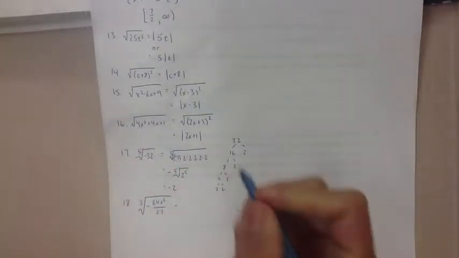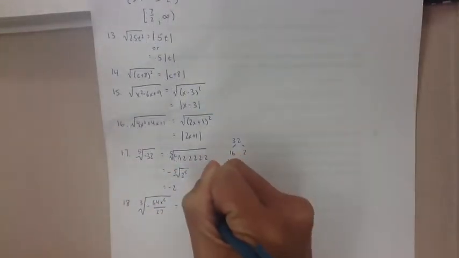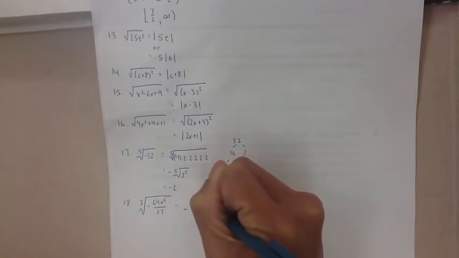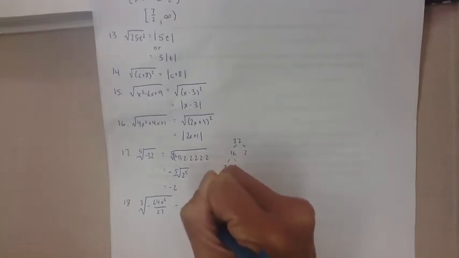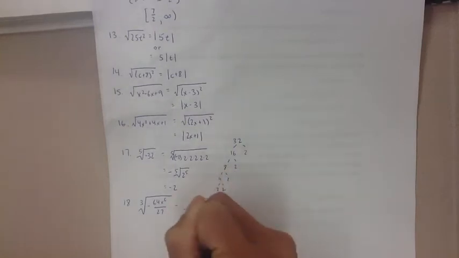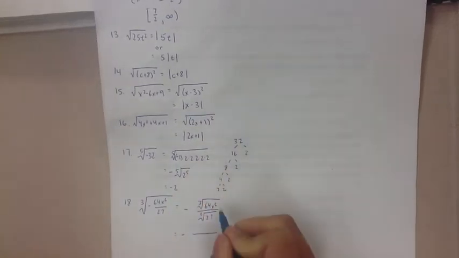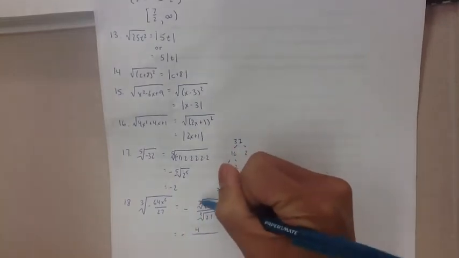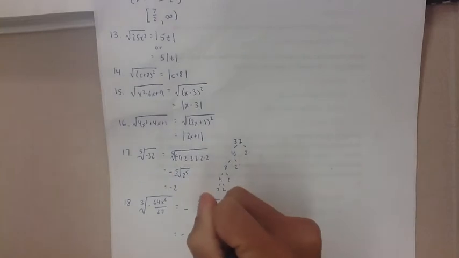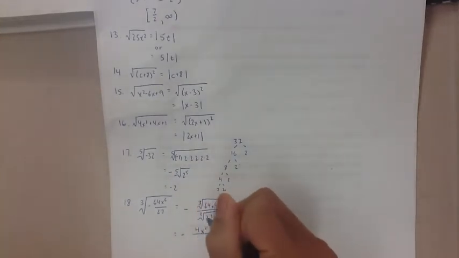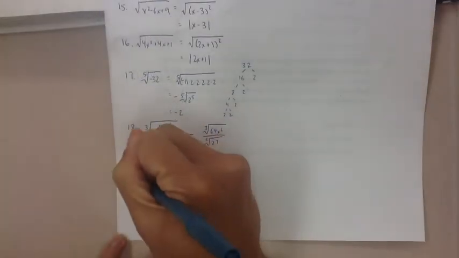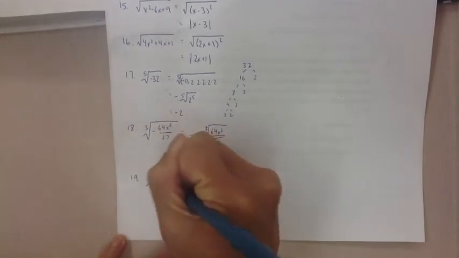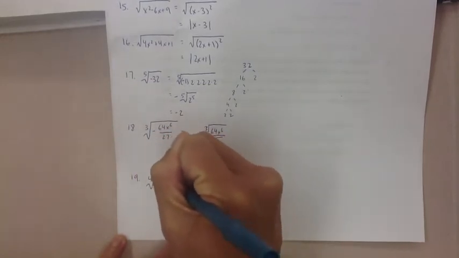Number 18, negative, pull that negative straight out. Be the same thing as cube root of the top over cube root of the bottom. Cube root of the top, cube root of 64 is 4. Cube root of x to the sixth, remember that 3 goes into 6 twice, so that leaves your base squared, no remainder, nothing left underneath the radical. Cube root of 27 is 3. 19. Fourth root, x to the 12th, y to the 8th.